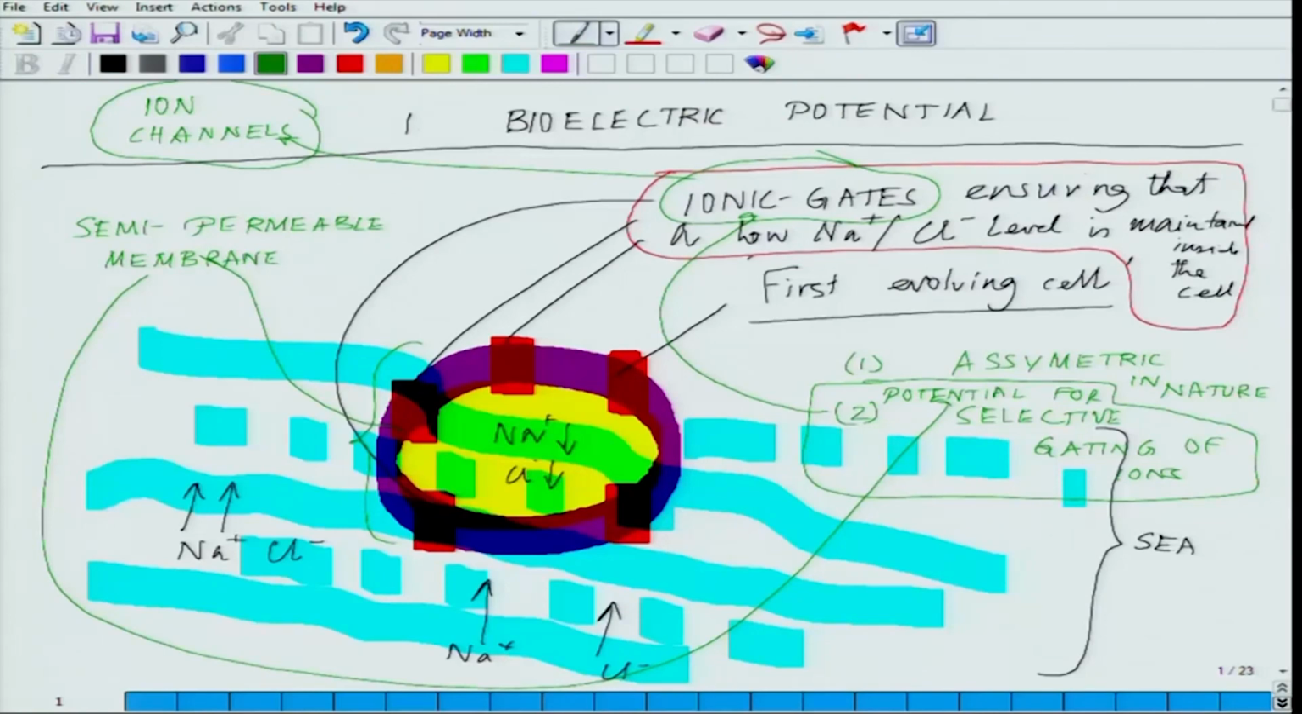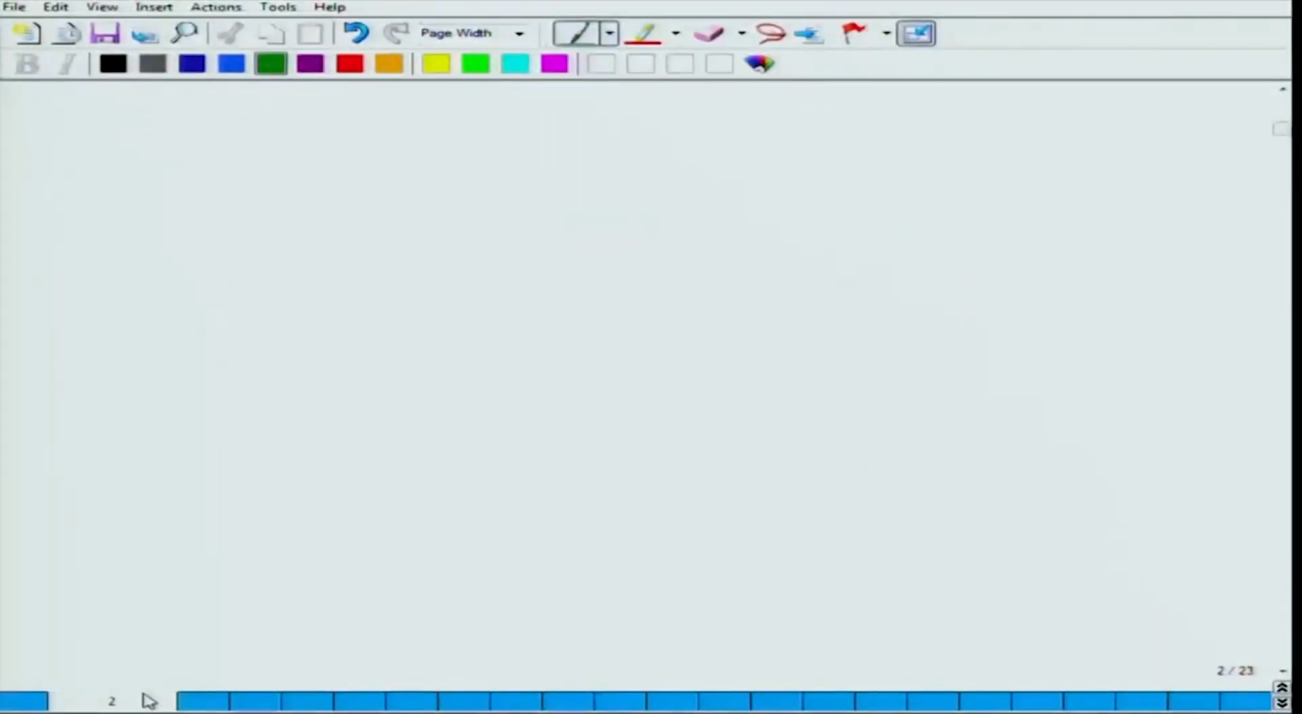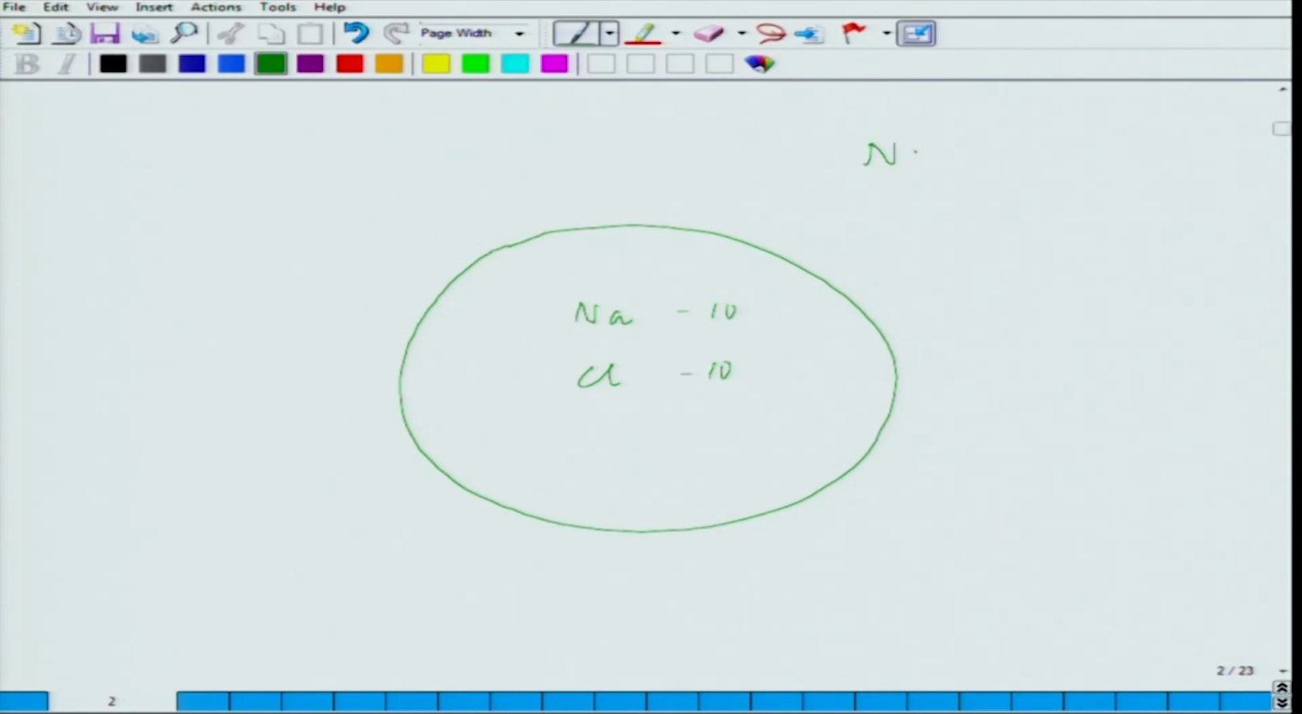Say, for example, this is the cell we just developed, and sodium has 10 molecules inside, chloride has 10 molecules inside, and sodium outside has 100 molecules, and chloride outside has 100 molecules. So what we are showing across this membrane is a potential difference, which could be represented by delta V, where V is the voltage. We will come into all these details.